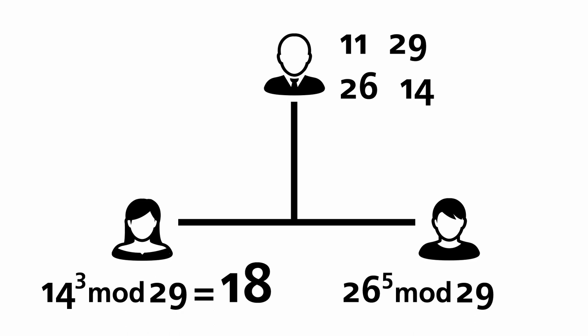Then Bill takes Ada's public result and raises it to the power of his private number, which results in the same shared secret. So they both use the algorithm to calculate the same shared private number. Without one of these private numbers, 3 or 5, someone listening in will have great difficulty finding the solution.